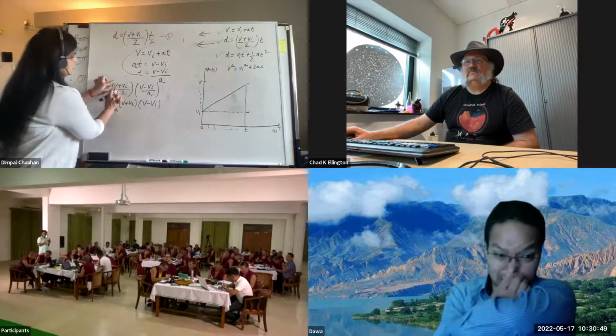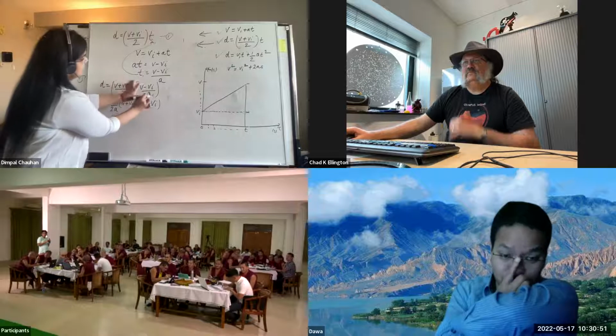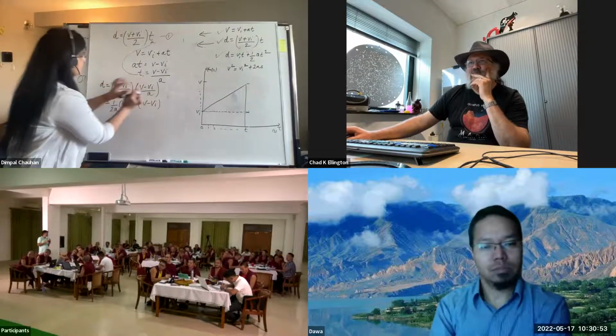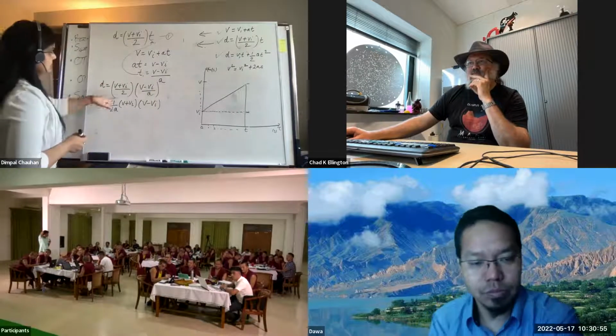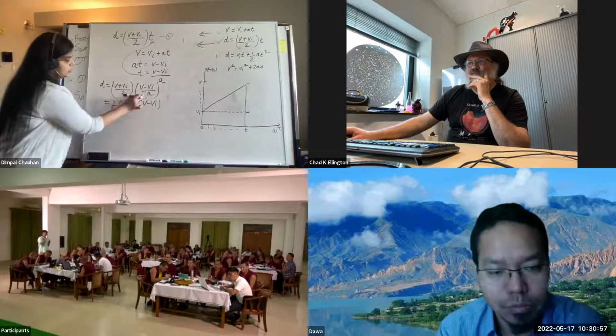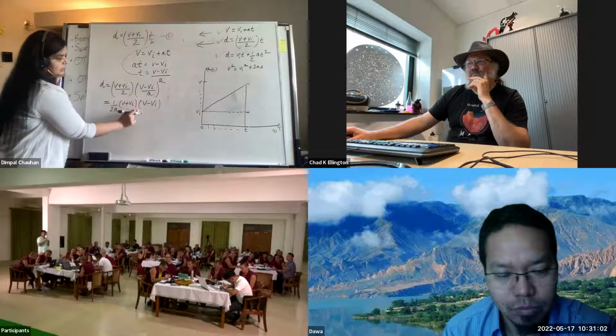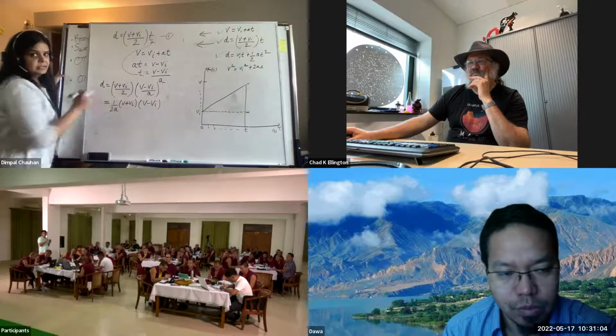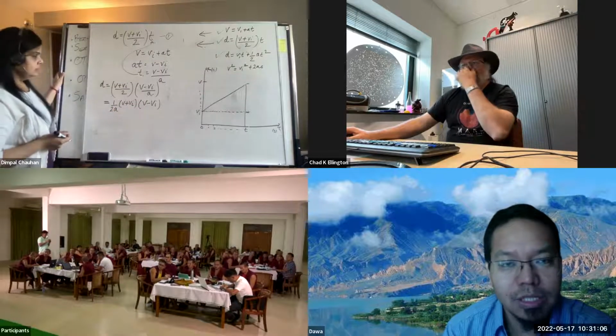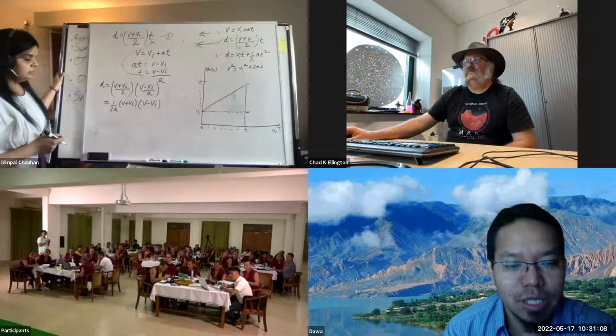You can just do this term multiplied by this term, multiplied by the second term, and so on. But can I write it like this? 2a, I just take it out, and then v plus vi multiplied by v minus vi. Is this the same?